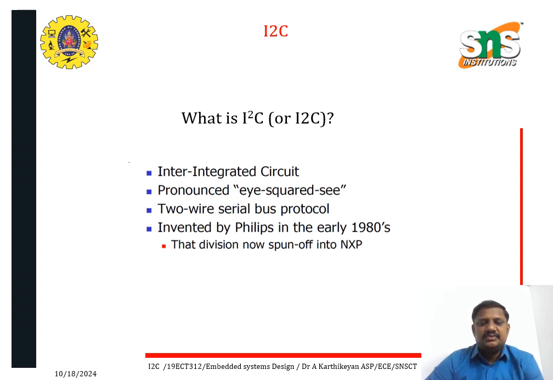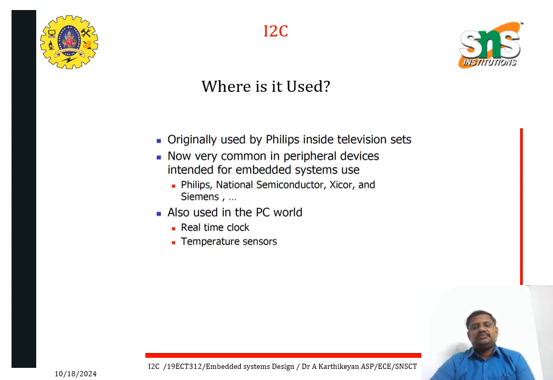It is a two-wire serial bus protocol that interlinks two machines, invented by the Philips company in the 1980s. That is an important parameter of I2C. Where do we use I2C? Originally it was used in Philips television sets, and it is very common in peripheral devices and embedded systems from Philips, National Semiconductor, Siemens and others. We can use it nowadays.